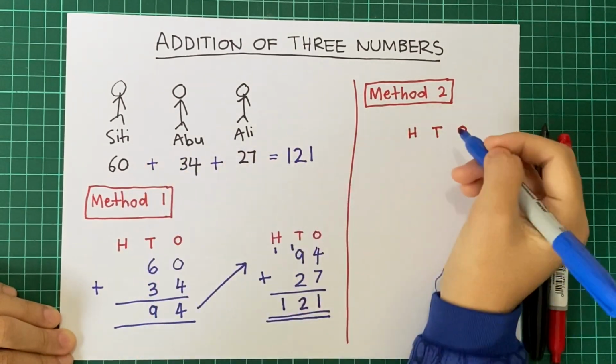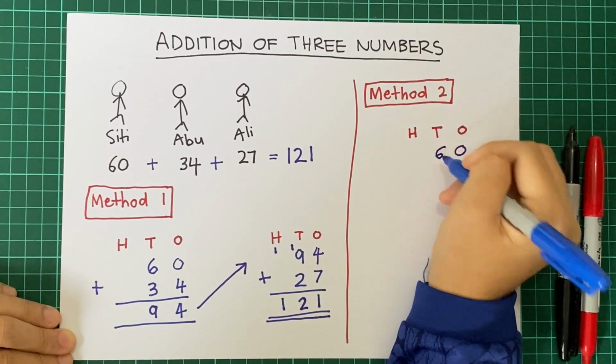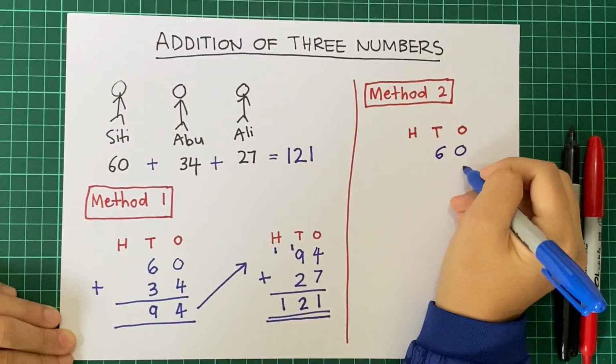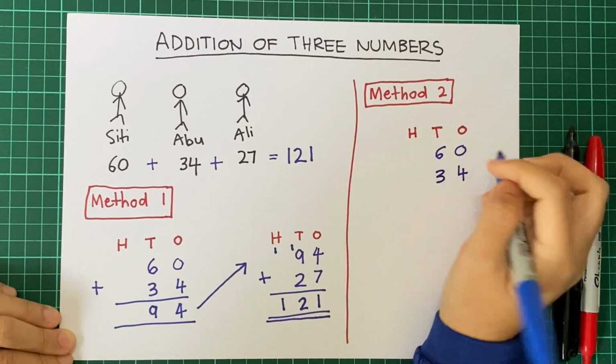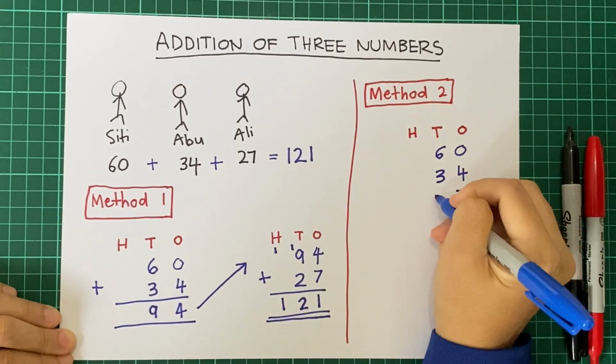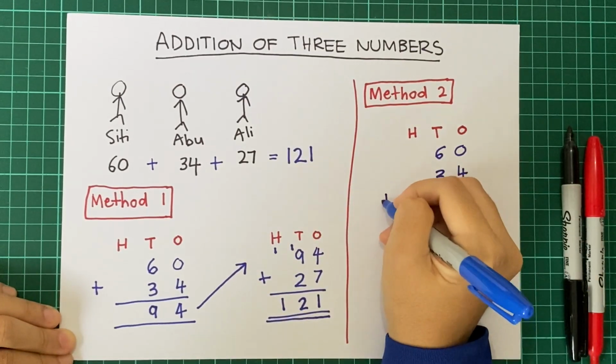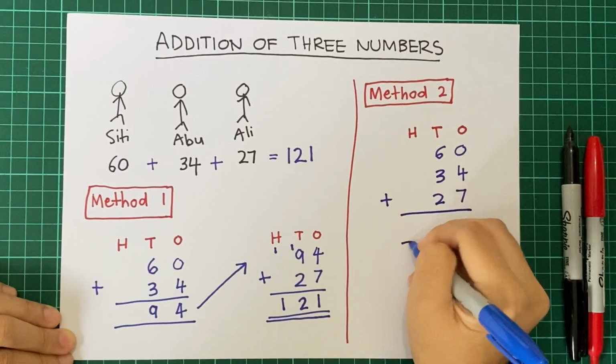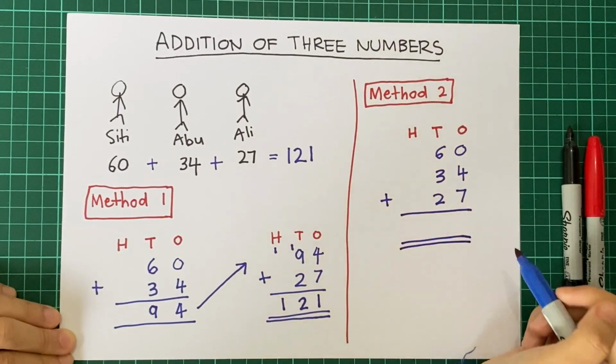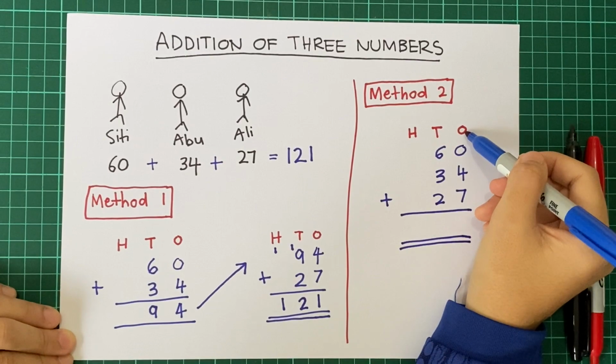Start with the first number, 60. With the second number, you plus 34. And then, the third number is 27. Now, you need to add all these numbers together and get the answer. As usual, start from ones.